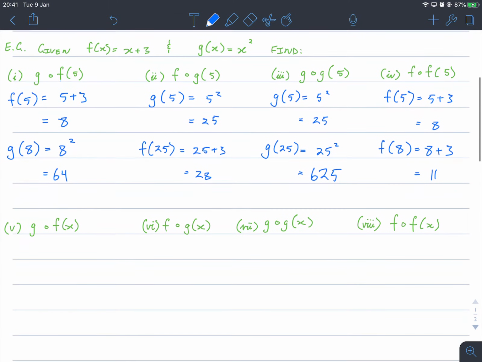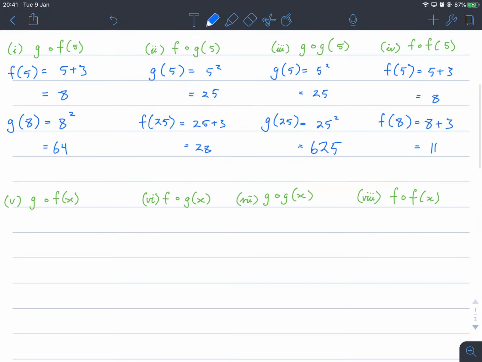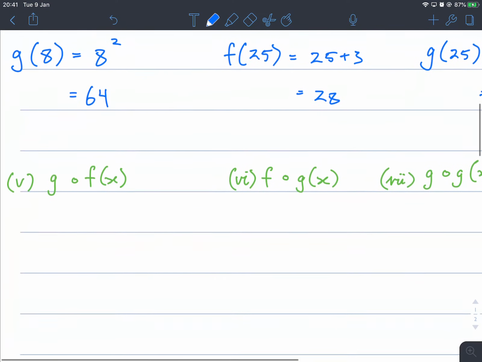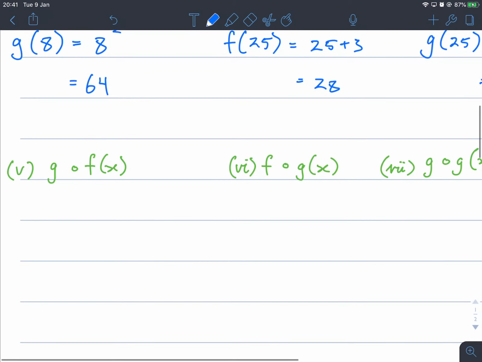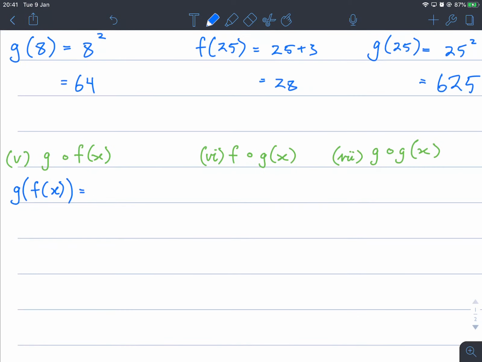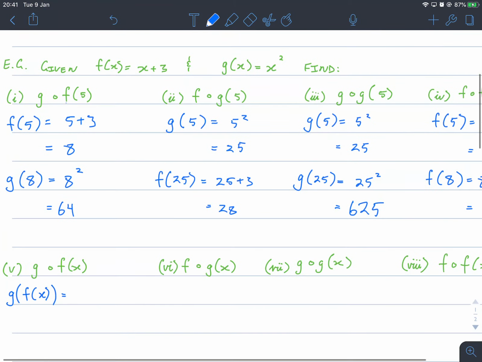Now, in this first set of examples, we've been using a numerical value. We can actually substitute functions within functions without any values. So let's take a look here. So goth, g of f, literally means we're going to take the function g and substitute inside of it f of x. So g of x is x squared.